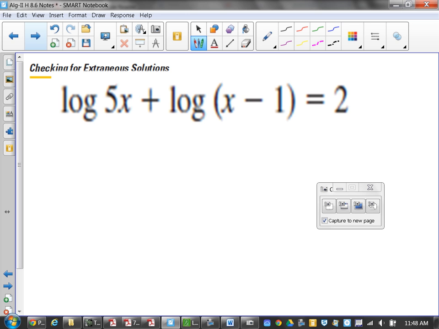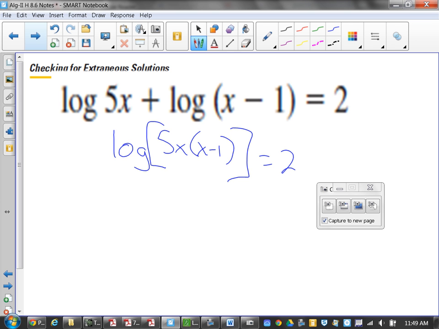When you condense that though, does that make it log of 5x times x minus 1? It's exactly what it makes it. So that's going to be 5x squared minus 5x. Good. So does everybody agree that you get log of 5x squared minus 5x?